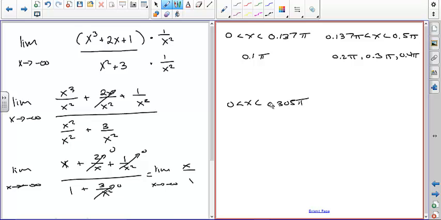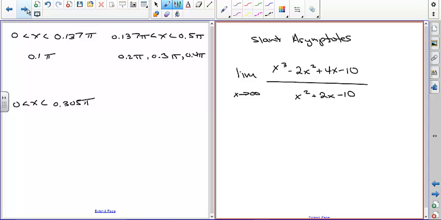So we were talking about horizontal asymptotes. We're going to talk about slant asymptotes. Again, this should be a review of what you've already done at some point. So a slant asymptote is when you have a rational function where the order of the numerator is greater than the order of the denominator.